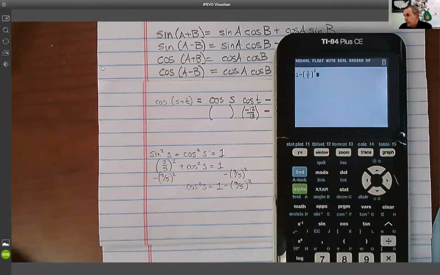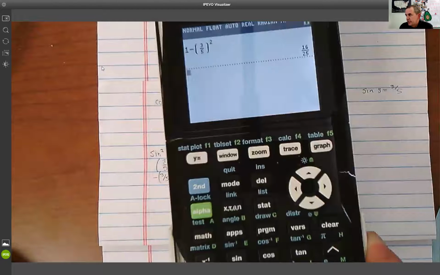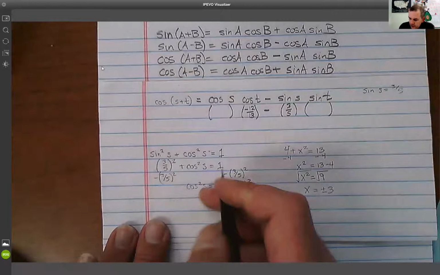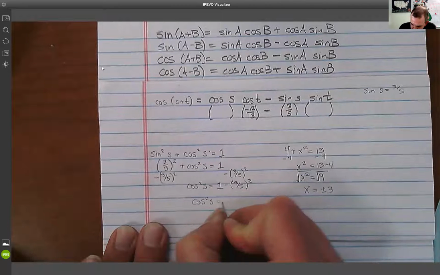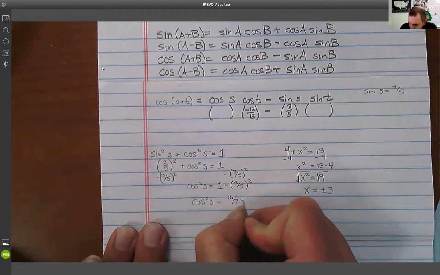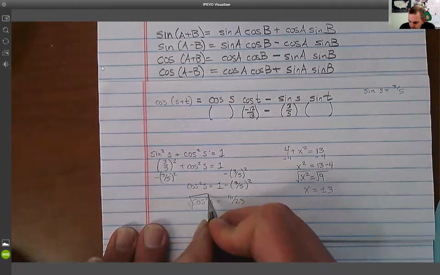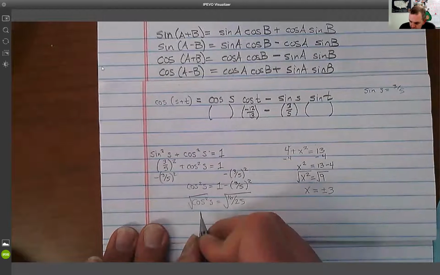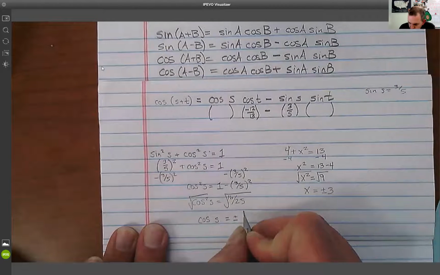Close parentheses squared. And that's going to tell me, if we look at it, the answer to that is 16/25. So that tells me that cosine squared s equals 16/25, kind of like x squared equals 9. I'm going to take the square root of both sides, and I'm going to end up with cosine of s equals plus or minus 4/5.